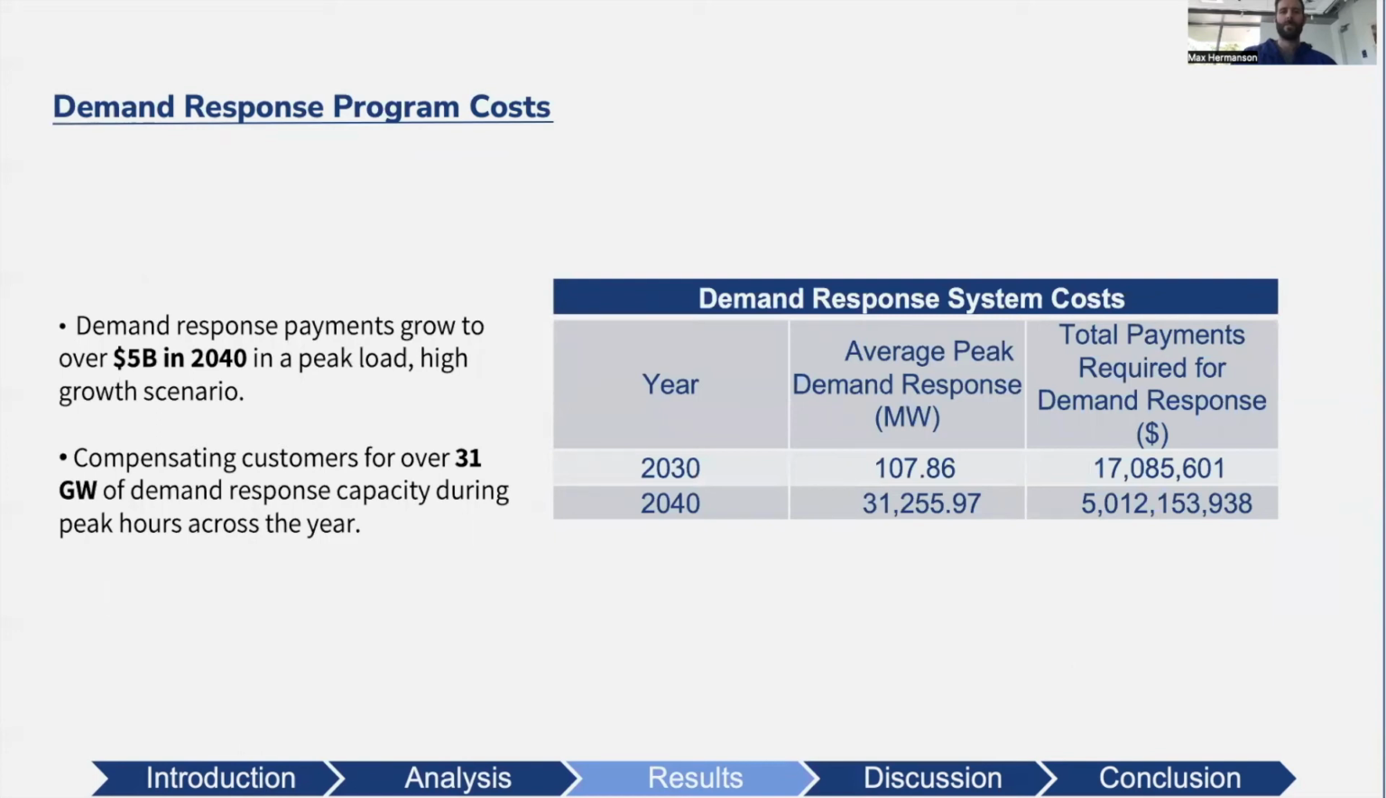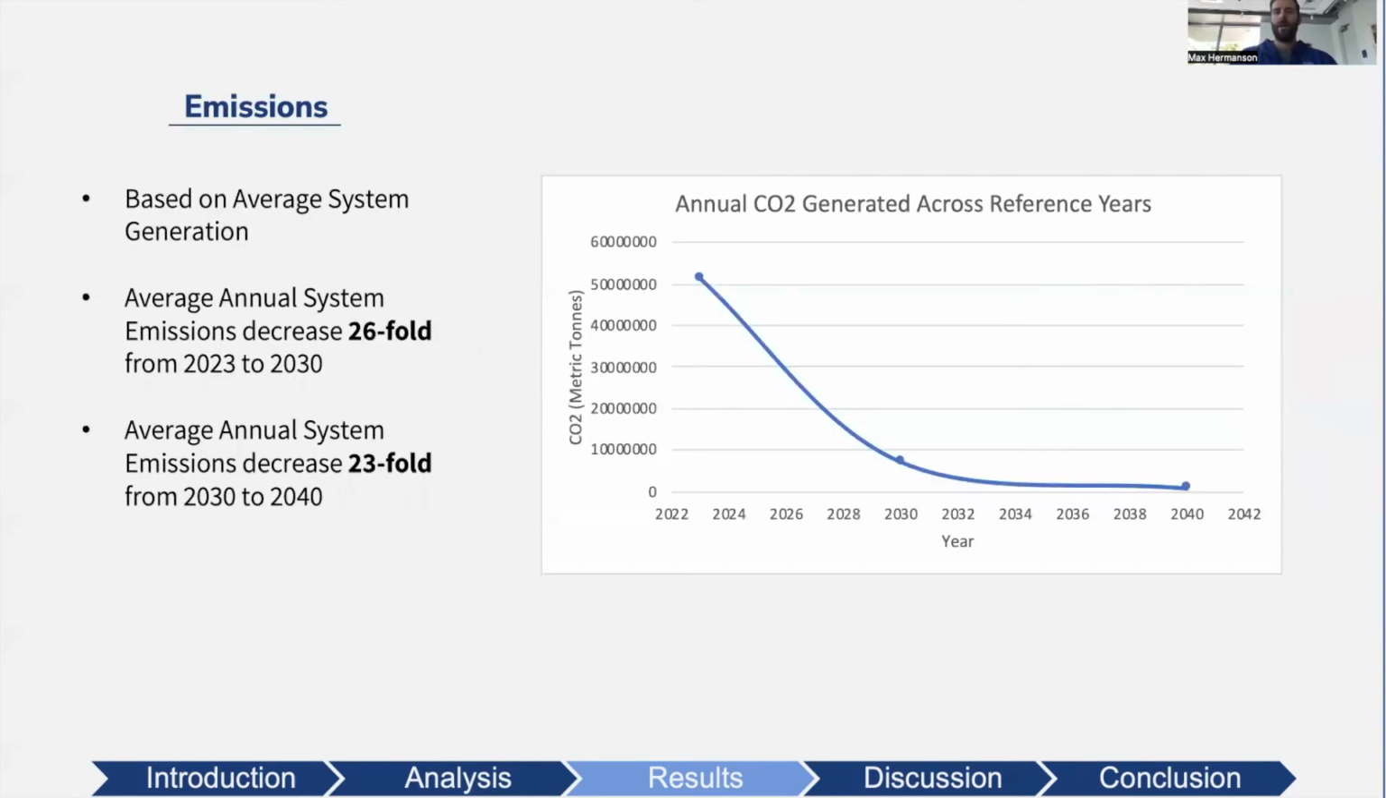The demand response program during peak years, our peak hours, is expected to generate about $5 billion in payments to customers who opt in to demand response, compensating those customers for 31 gigawatts over the peak hours during a year. Emissions, as mentioned, decline rapidly between 2023 and 2030, and then continue to decline to that 95% target by 2040.